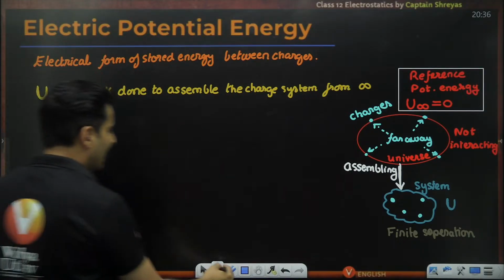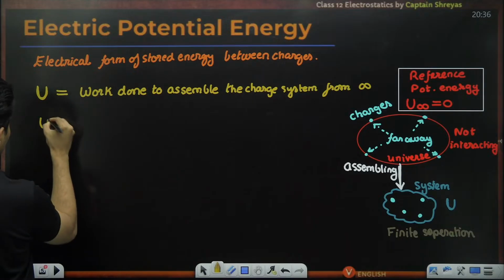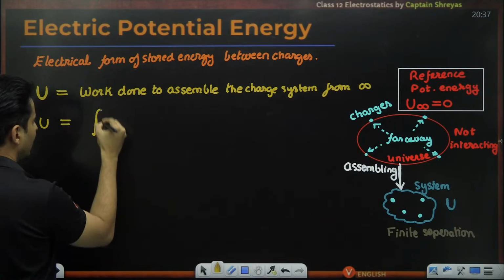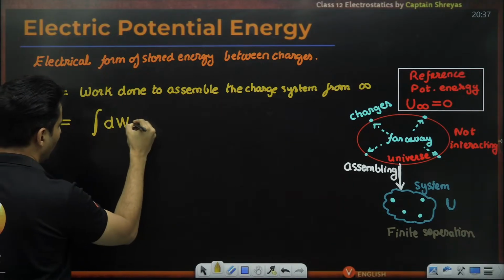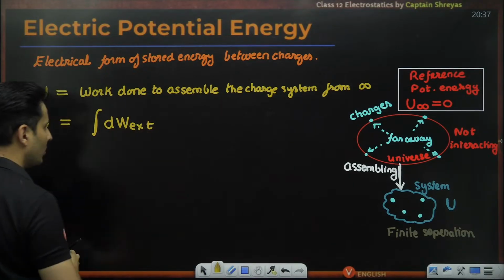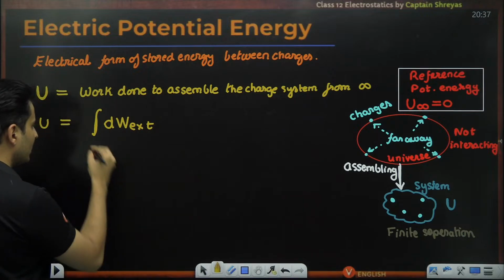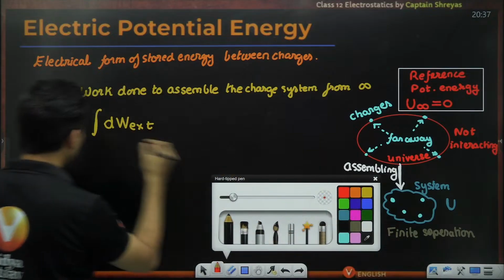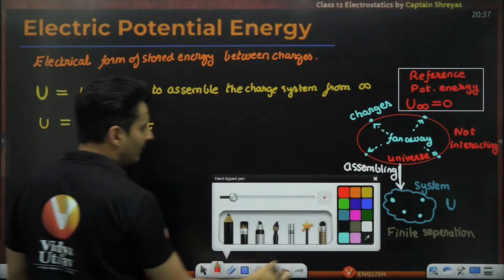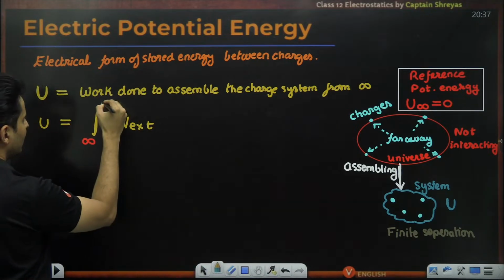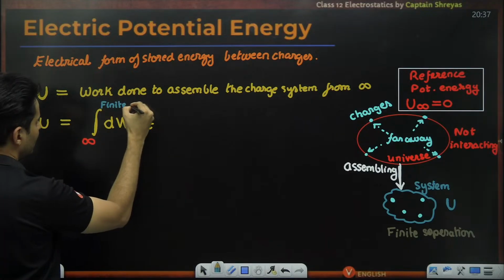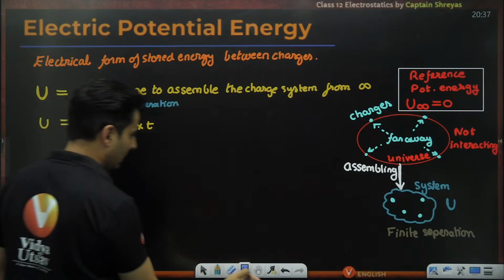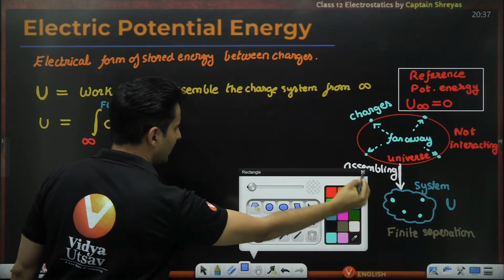So I can say now that the potential energy is nothing but the integration of the total work done by that external force, from infinity, this is very important, from infinity to that finite separation, very, very important. So this is how you define the electrical potential energy.